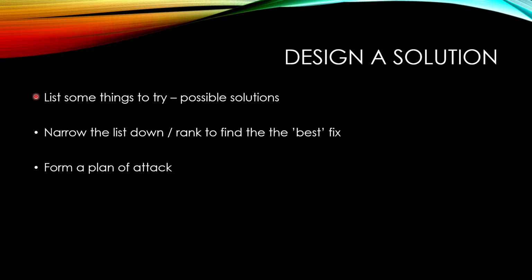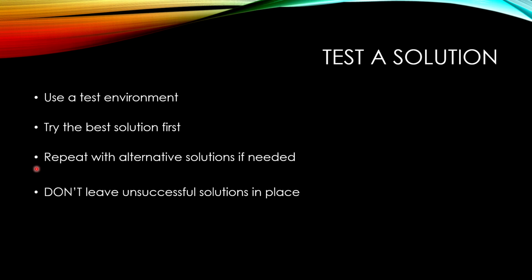What happened? List all the things that we could try to do to fix it, and then narrow that list down. We rank the list. Which one of those solutions do you think will be the best? It may not be the best, but which one do you think will be the best to start with? Okay. And then you form a plan of attack. Okay. We're going to try this solution to see if it works. Okay. And then we move on to the next step, which is testing the solution.